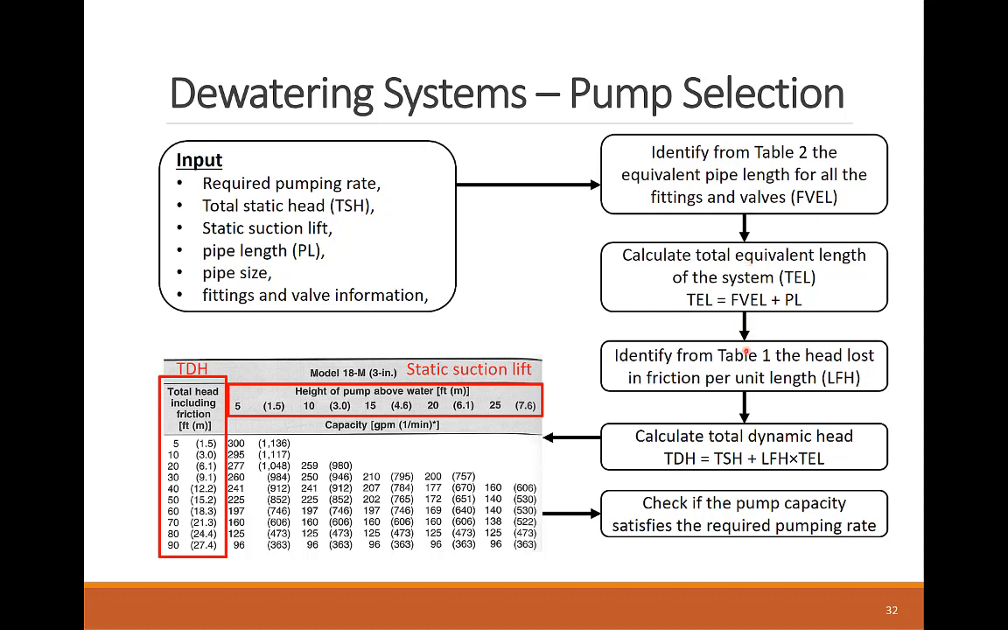Third, use table 1 from the previous slide to identify the additional water head that's created from the pipe friction in feet per 100 linear pipe feet. Then calculate the total dynamic head, TDH, by adding the friction loss to the total static head. Use TDH and the pump suction lift to identify the pump feasible capacity and compare it to the required pumping rate. Look for the exercise video to illustrate these steps in checking the feasibility of using a pump for a dewatering operation.